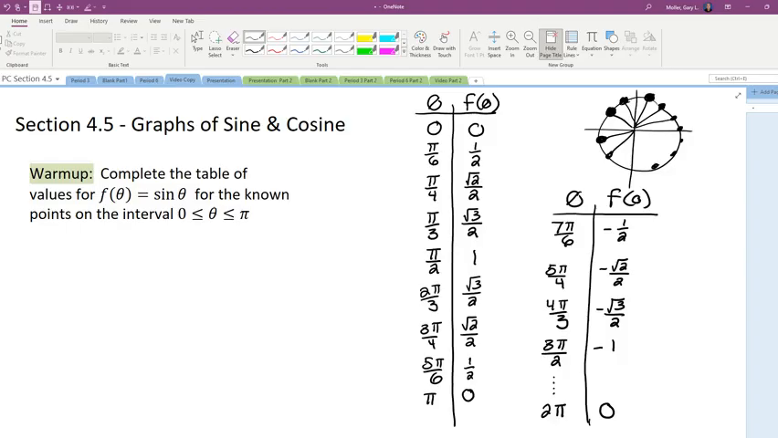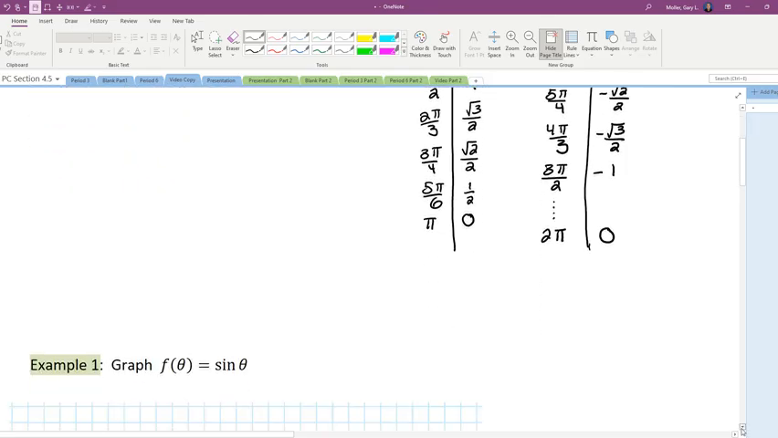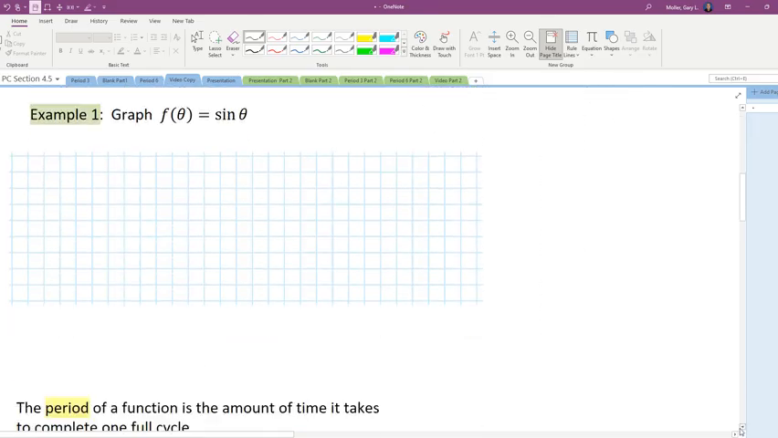So now what we want to do is take this table of values and translate it to a coordinate graph, so an XY graph. So here we go. Now we want to graph sine of theta. The first thing I'm going to do is try to draw a straight x-axis, or theta axis, I guess it would be.